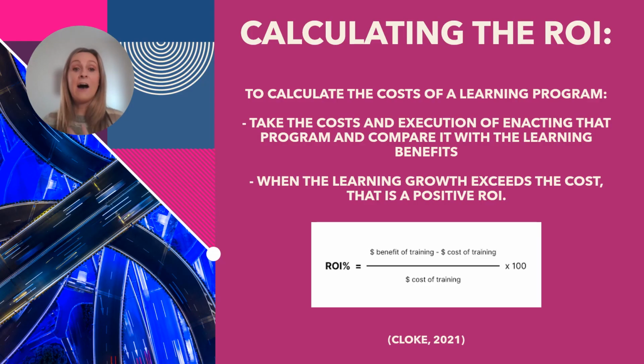So, how does one arrive at a return of investment percentage? To calculate the cost of a learning program, an educator will take the costs and execution of enacting the program and will compare it with the learning benefits. You can see the formula posted on the slide. If the benefits of the program are greater than the costs, the ROI will be a positive number. And if the costs outweigh the benefits, then it will be a negative number, which is not good. This is supported by Cloak 2021.